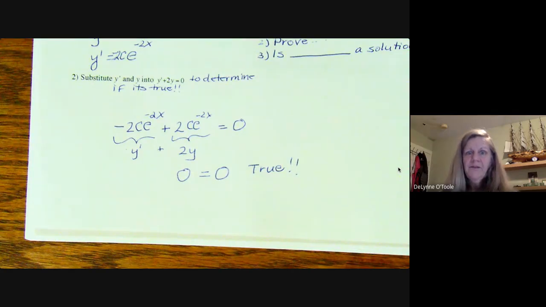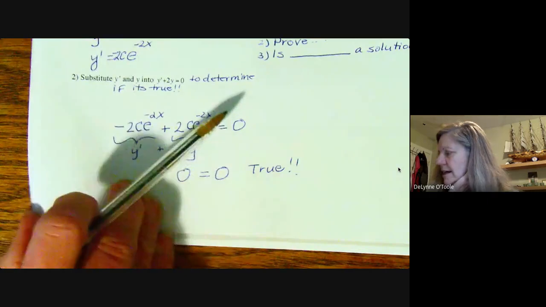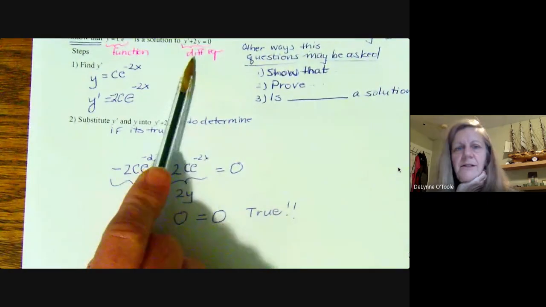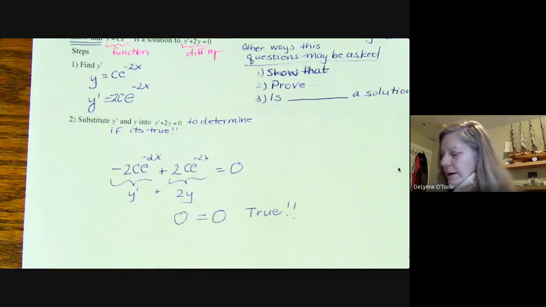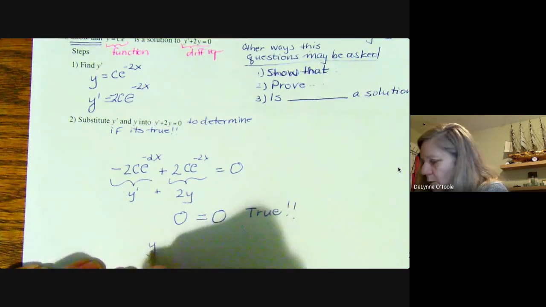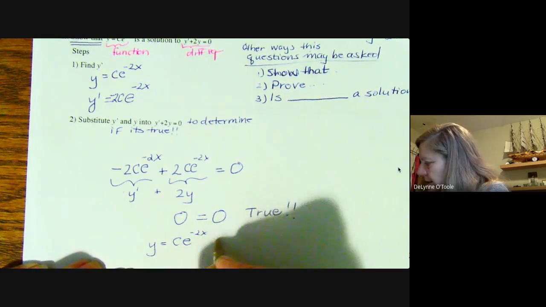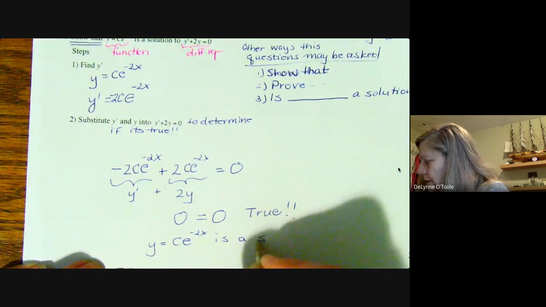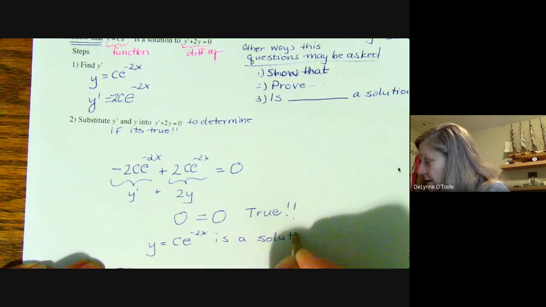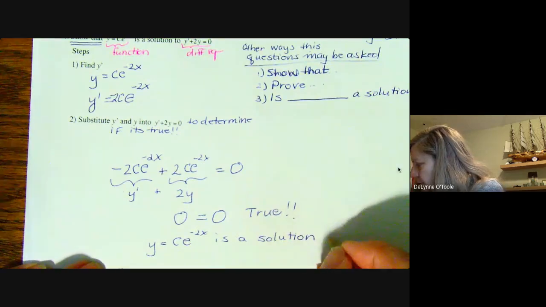That's it. That's your little proof. That's your little show that the function that you were given is a solution to the differential equation that you were given. And so you might just write one final sentence. Y equals ce to the negative 2x is a solution. Now, if you got something that was not true, you'd say it's not a solution.